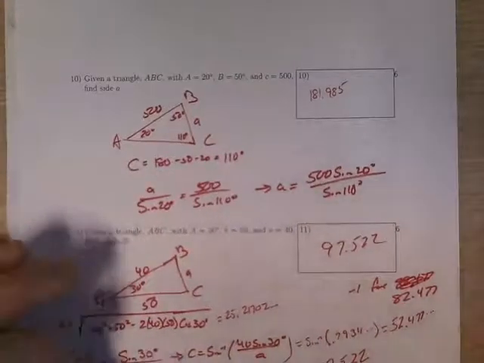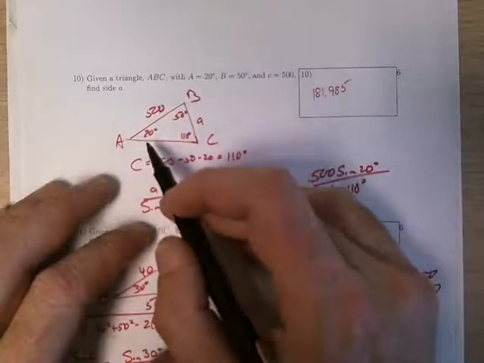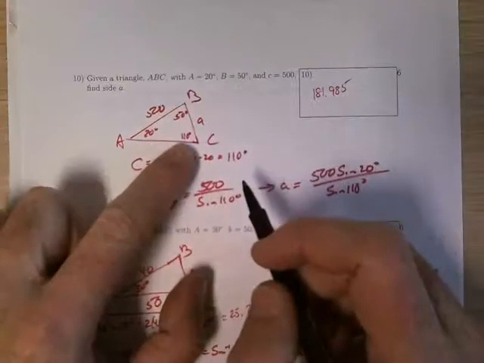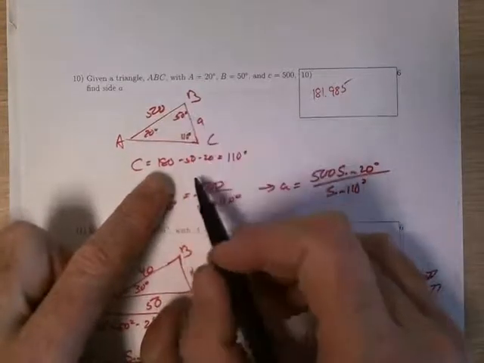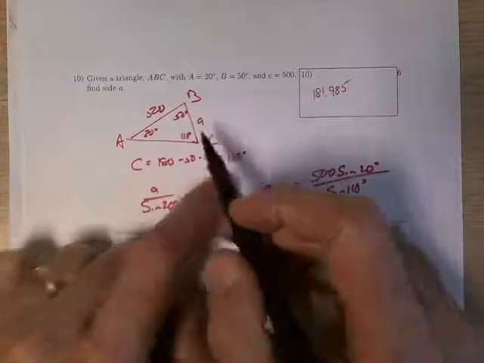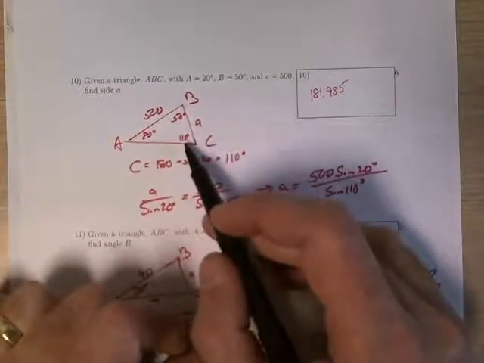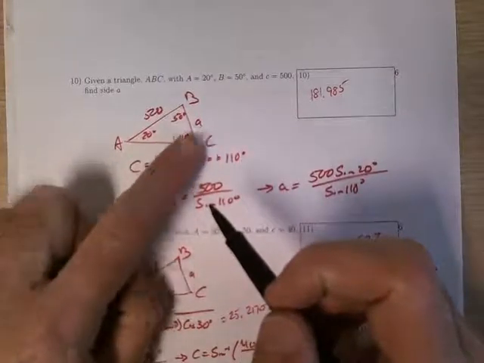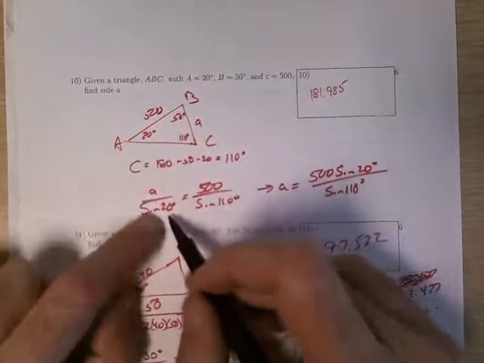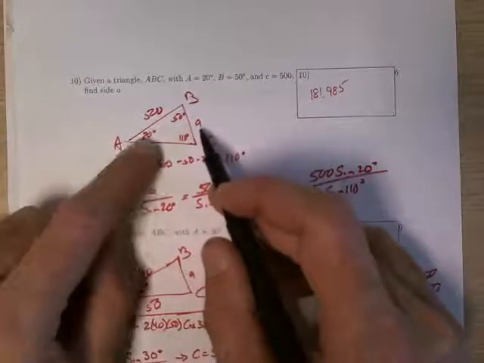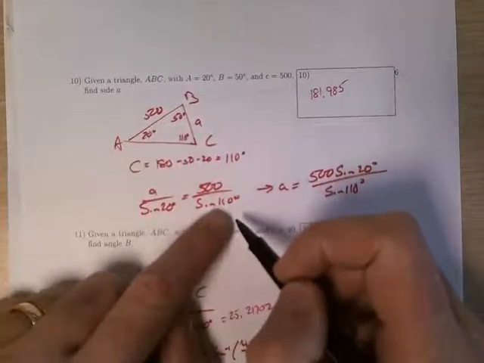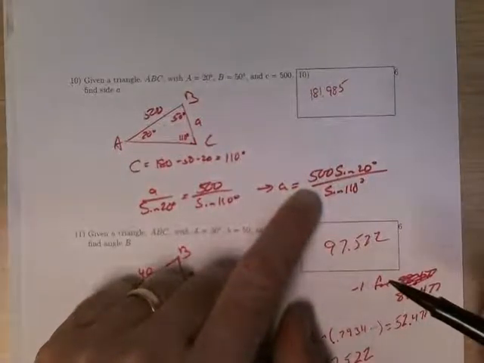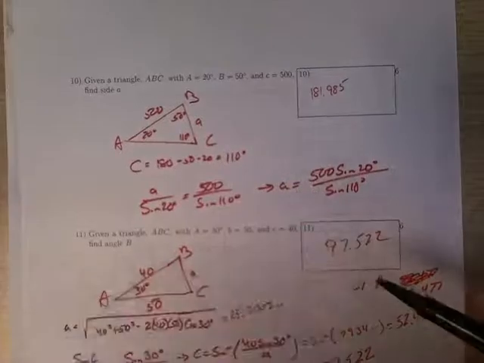Number 10. Most people did pretty well on this one. I give you that angle A is 20, B is 50, and side C is 500. First thing I did in this problem was I said, hey, if I know two angles, 180 minus both of those angles would give me the other angle. So I know that that's 110. That now lets me set up the law of sines because I have an angle and the side opposite known. I have this side that I'm looking for and a known angle. So A over the sine of 20 is 500 over the sine of 110. Solving for A, I get 181.985. Like I said, most people did just fine with that.